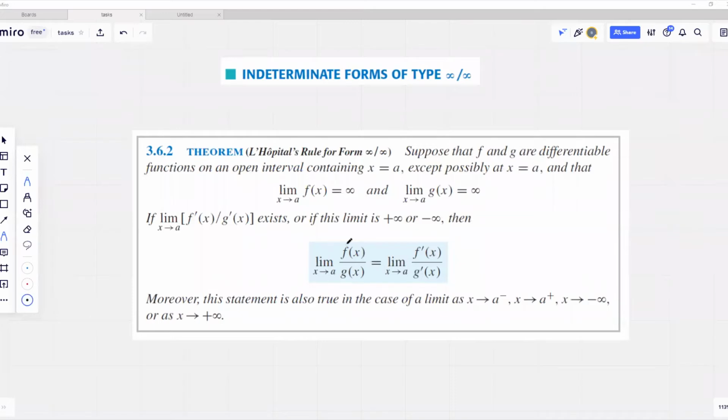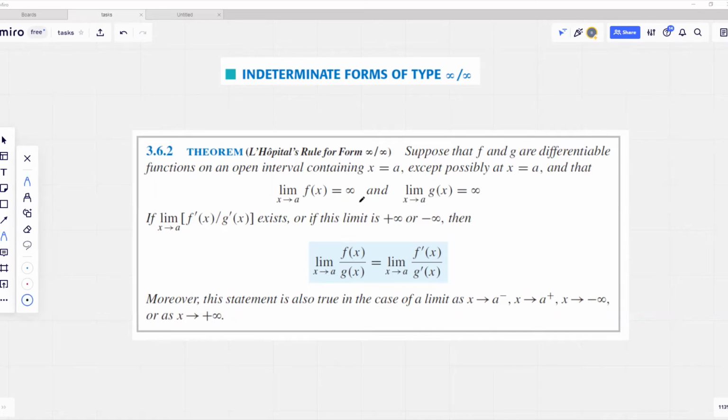Now, L'Hopital's rule also works in a case when we have an indeterminate form of type infinity over infinity. So again, let's assume that we have a limit of the ratio of two functions f of x and g of x when x is approaching a. Then we can switch that limit with the limit of the ratio of their slopes of tangent lines when x is approaching a. Now, however, in this case, the limit when x is approaching a of f of x and g of x is equal to infinity.